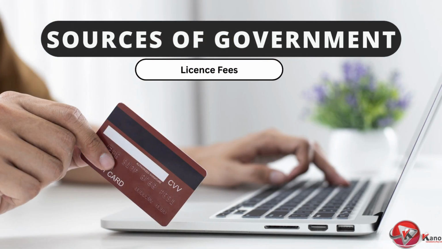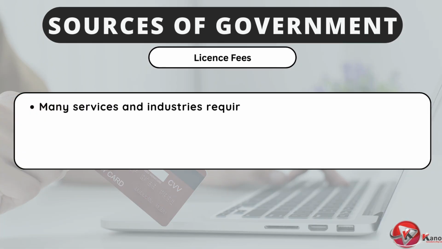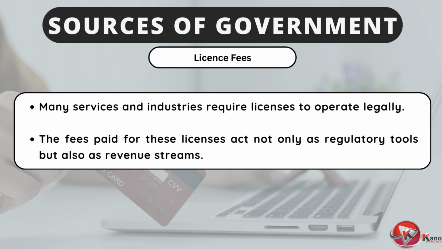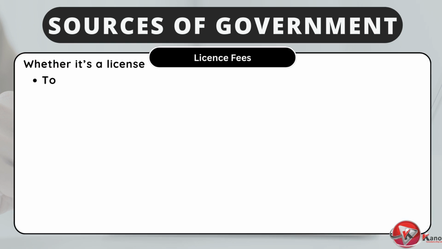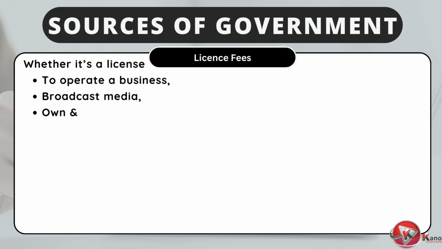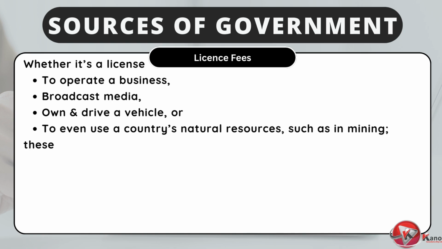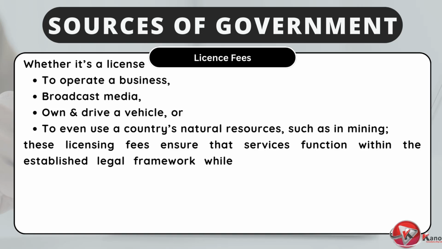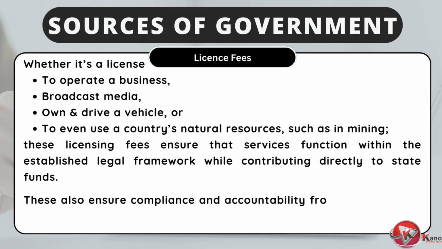Another source of government income is through the charging of license fees. Many services and industries require licenses to operate legally. The fees paid for these licenses act not only as regulatory tools, but also as revenue streams. Whether it's a license to operate a business, broadcast media, to own and drive a vehicle, or to even make use of a country's natural resources, such as in mining, these licensing fees ensure that services function within the established legal framework, while contributing directly to state funds. These also ensure compliance and accountability from the very start of any business venture.